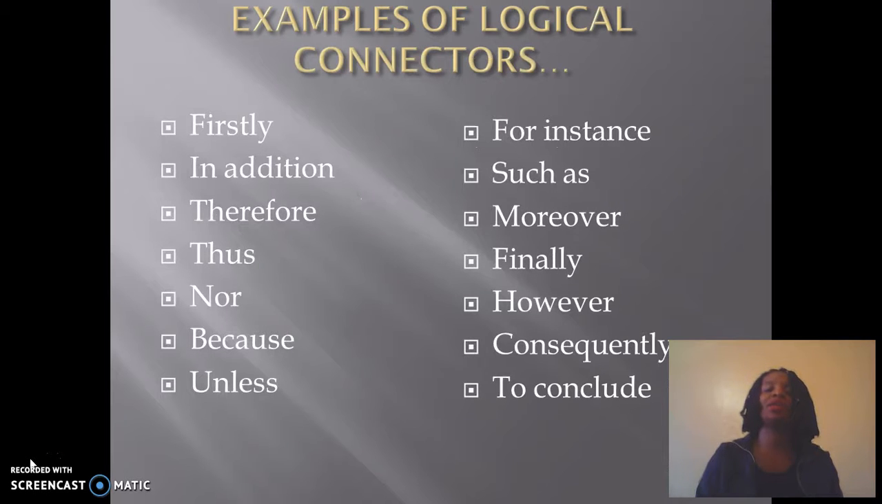Going back to logical connectors, here are examples of logical connectors: firstly, in addition, such as, however, finally, because. These words direct the reader to the next ideas. For example, firstly says, here comes the first example. Therefore says, we conclude this first idea. However says, we change the argument in this essay. Finally says, we are now giving you the final concepts that are required in this assignment.